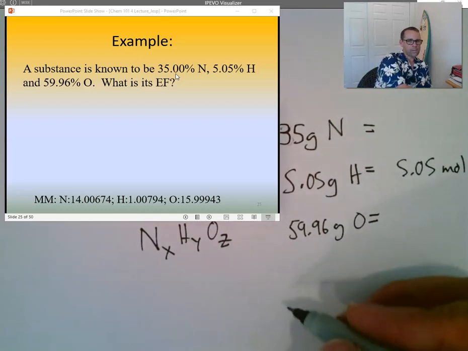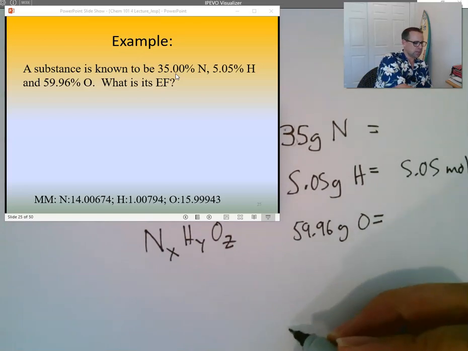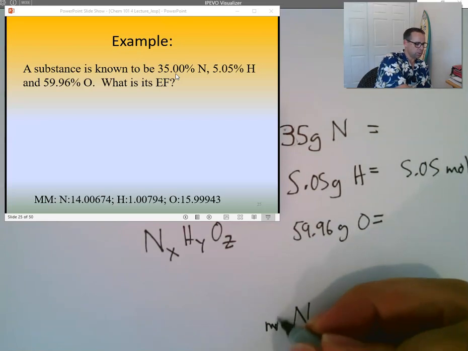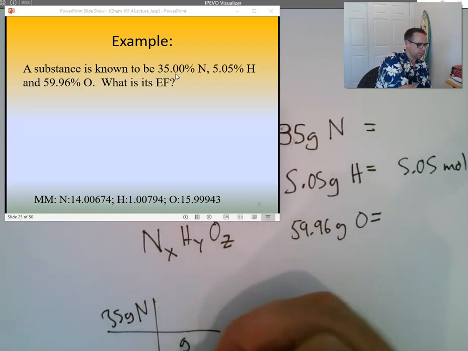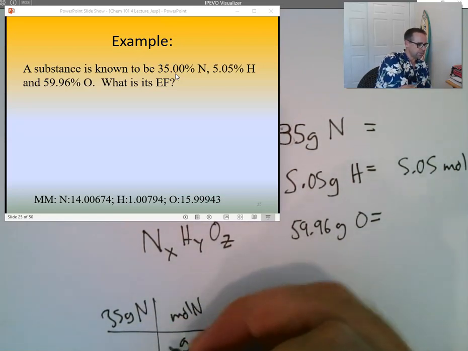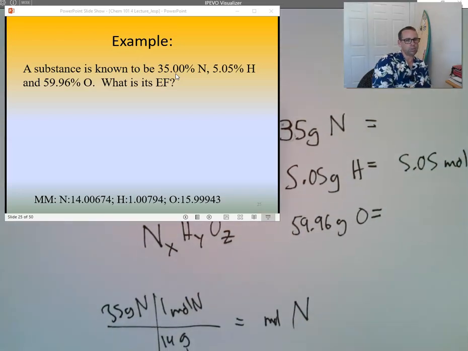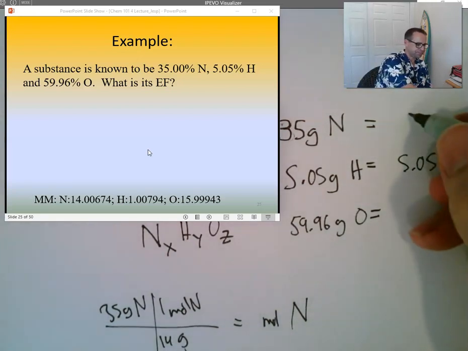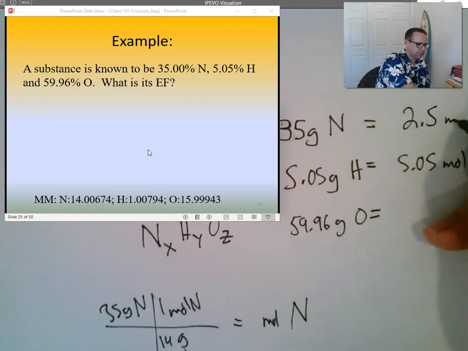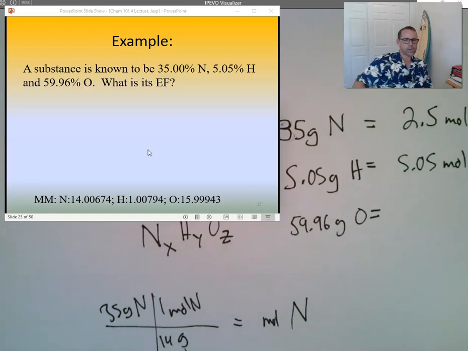Nitrogen is 2 moles. 2 because you took nitrogen, which is how many? 14. All right, so you want moles of nitrogen. So we took 35 grams of nitrogen, and we went from grams of nitrogen to moles of nitrogen, and there's 14 for every 1 mole. So what's 35 divided by 14? Is it 2.5? 2.5. 2.5 moles of nitrogen. Good.